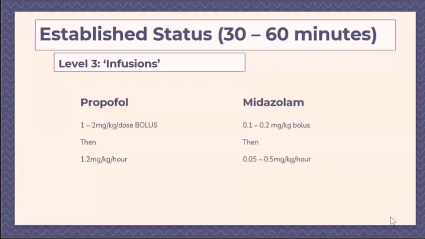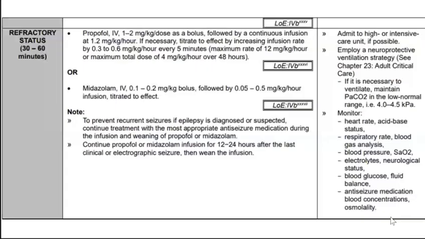If you don't have that, or you're not able to do rate minders, so this becomes very tricky with these infusions, then you could use midazolam, and this is 0.1 to 0.2 milligrams per kilogram as a bolus, and then 0.05 to 0.5 milligrams per kilogram per hour. So there it is, this is just expanding on it.